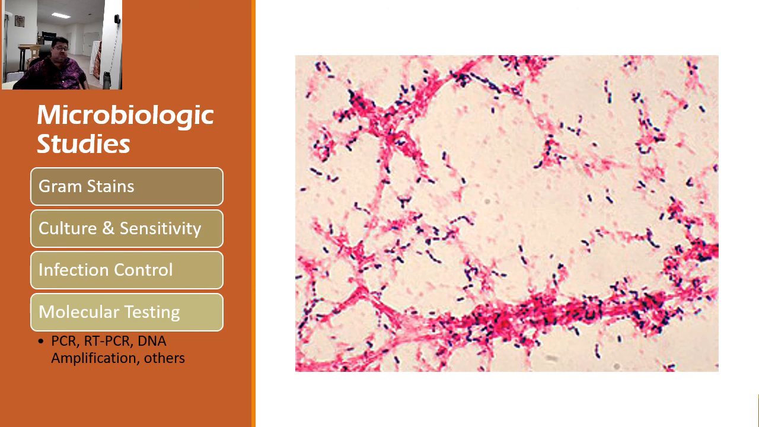What is culture and sensitivity? I have a slide for that. This also informs us on how to treat those patients. And microbiology testing also involves molecular testing. For example, RT-PCR testing is done for a little known condition called COVID-19. That is reverse transcription polymerase chain reaction testing.